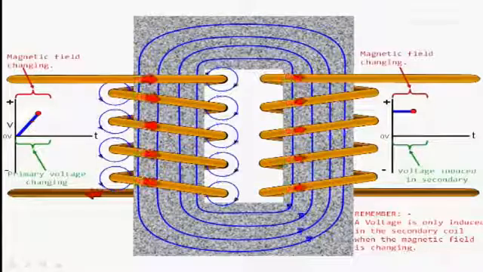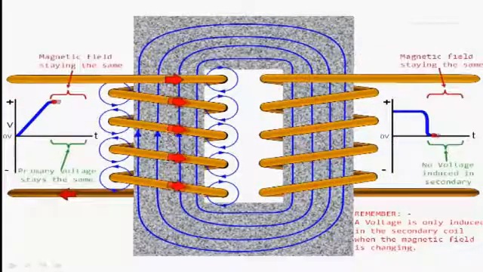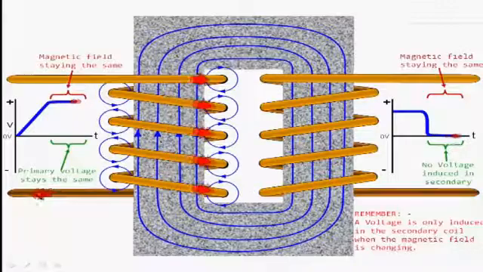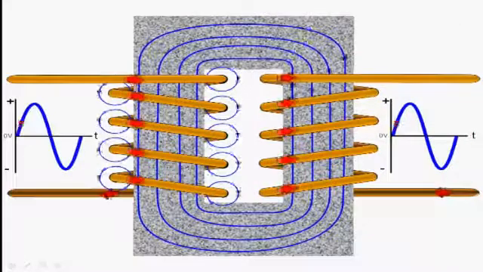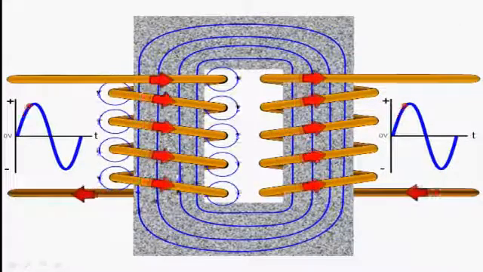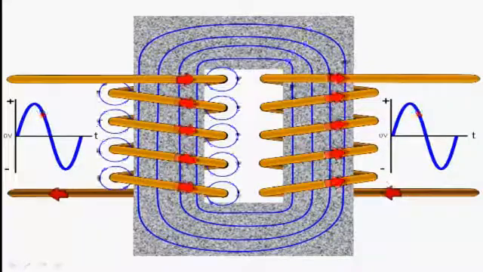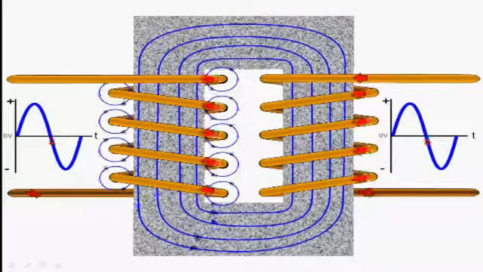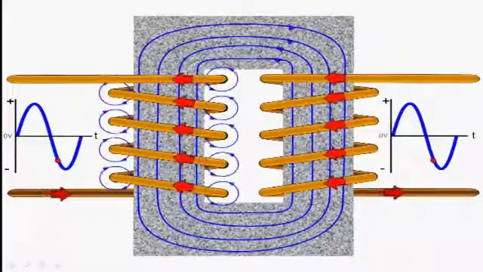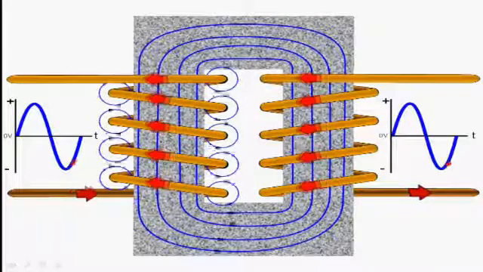Changing magnetic field, we have a voltage in the secondary, but when there's no change in magnetic field, we have no voltage. So what we actually need is an input voltage that changes constantly. And we can do this using a sine wave. As you can see, the sine wave constantly changes voltage, which constantly causes a change in magnetic field, which means we're always going to have a voltage induced on the secondary.